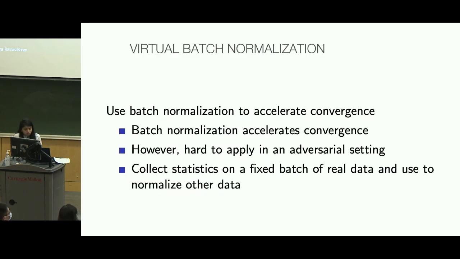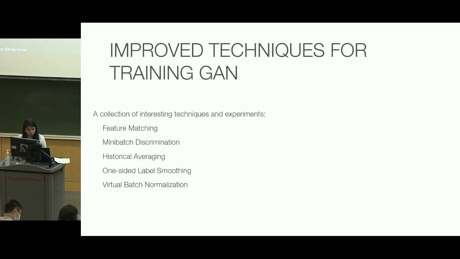And this is one of the last techniques which was proposed: virtual batch normalization. In this technique, you take a batch of real data, and then you see the shift and variance in the batch over the real data, and then you apply the normalization on the data. So I have covered all the techniques which were proposed in the improvement for the GAN, and I will recommend you guys to go to the original GAN paper which came up.